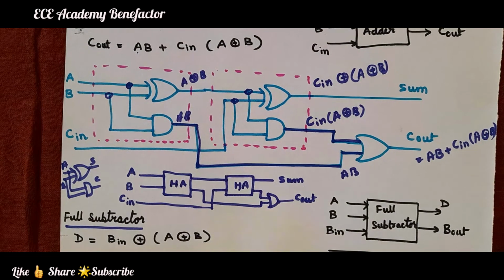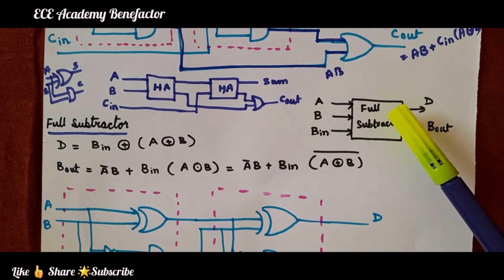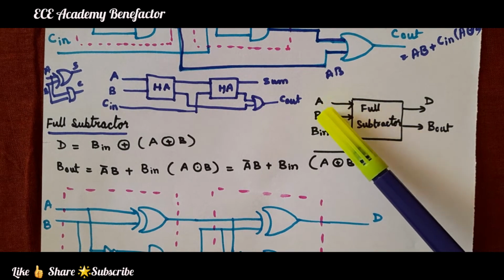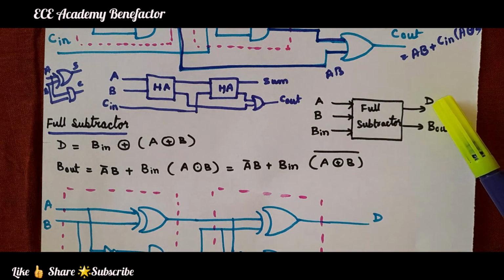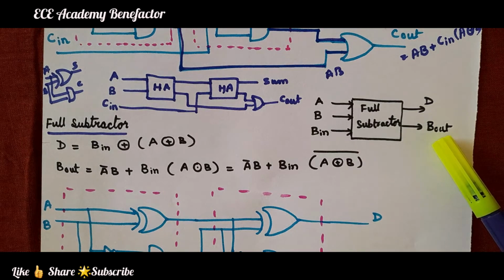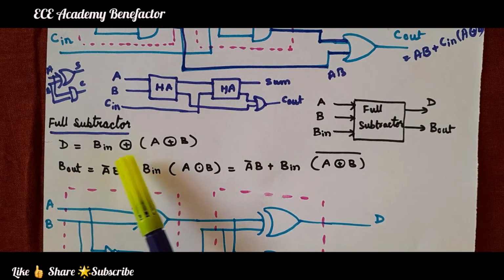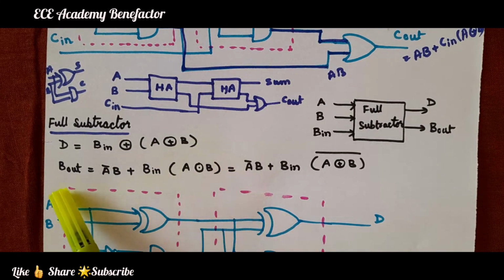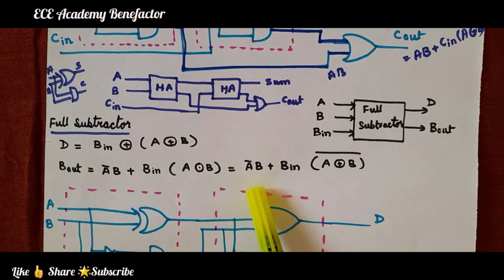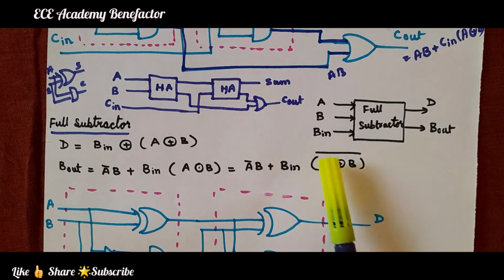In this way we can easily remember how to draw the full adder circuit using two half adders. Coming to the full subtractor circuit, it has three inputs A, B, B in. B in means borrow in, and the two outputs are difference and borrow out. The difference equation is B in XOR A XOR B, and the B out expression is A bar B plus B in dot A XOR B the whole bar.